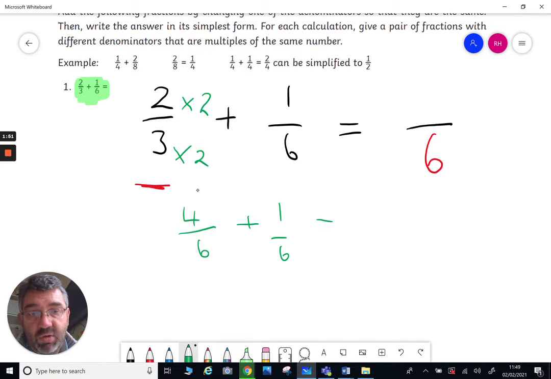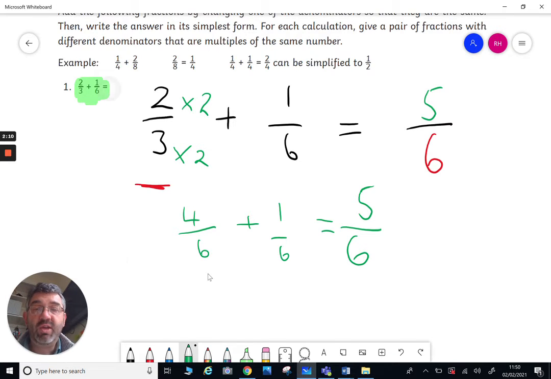And then when we add them up, we never add the bottom numbers, the 6 on both sides of this sum. Okay, they both stay as 6. They're just there. The denominator doesn't change. We only add the numerator. 4 and 1 is 5. So your answer is 5/6 there.